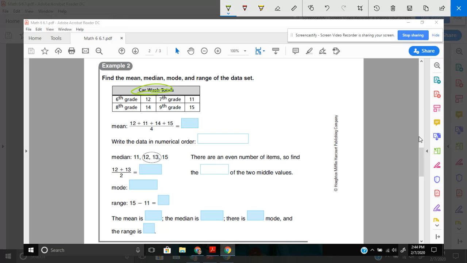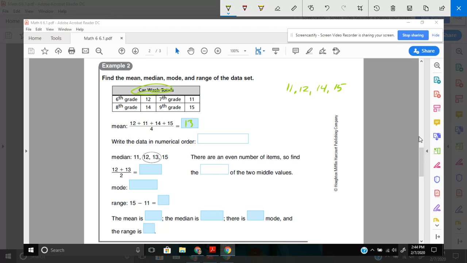So they're adding up the totals there, 12, 11, 14, and 15, and dividing by, well, there's 4 sets of data there. So if you were to do 12 plus 11 plus 14 plus 15 and divide that by 4, you would come up with 13 for the average. And if you look at our data, that makes sense. Our data points are 11 and 12 and 14 and 15.